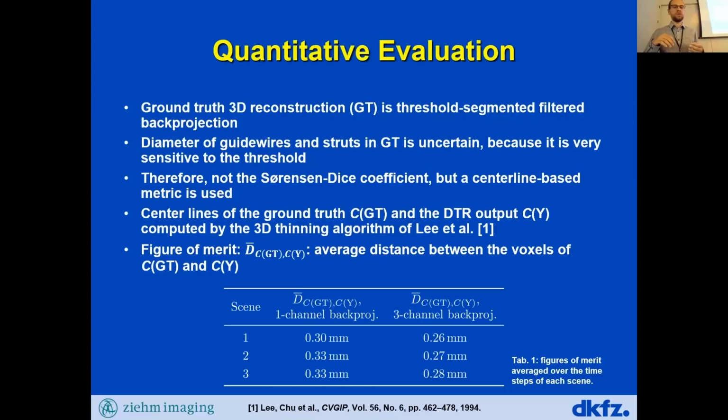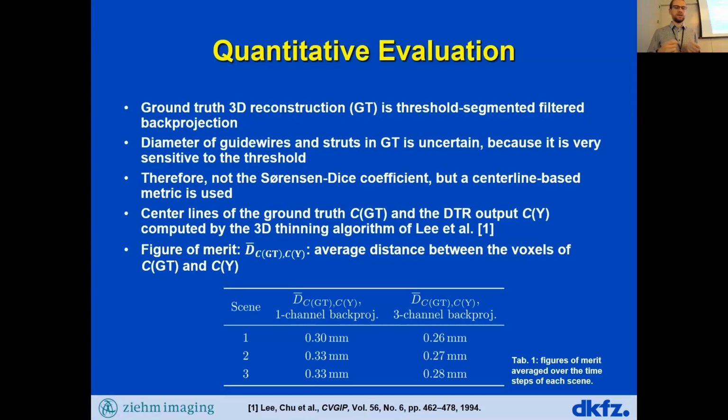We did not directly use, for example, the Dice coefficient to compare the ground truth volume and the DeepTool reconstruction output, because the diameter of the guide wires and struts in the ground truth volume is uncertain, since it's highly sensitive to the threshold used during the generation of the ground truth. Therefore, we compute a metric that is based on the center lines of the tools rather than the tools themselves.